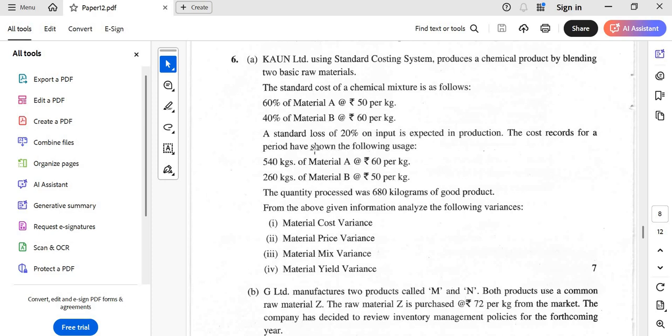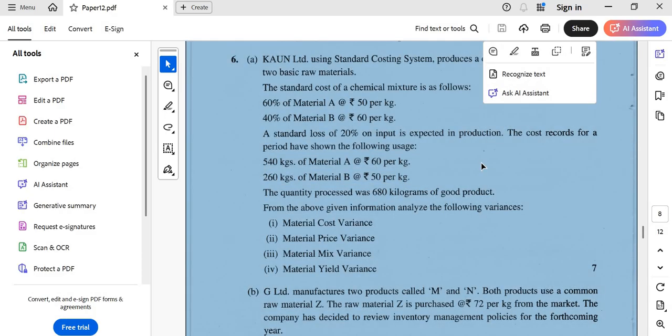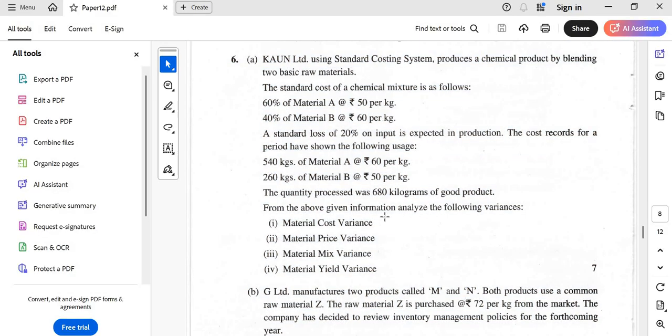The cost records for a period have shown the following usage. So 540 kgs of material A at 60 rupees per kg. So this is your actual usage. So 260 kgs of material B at 50 rupees per kg. The quantity processed was 680 kilograms of good product. From the above given information, analyze the following variances. So we need to calculate material cost variance, price variance, mix variance, and yield variance. So we need to calculate 4 variances.